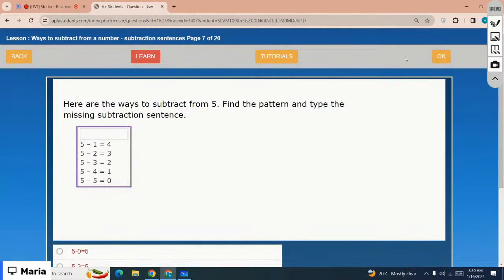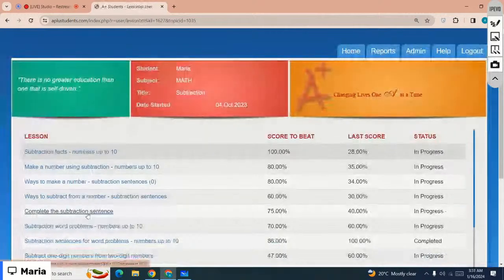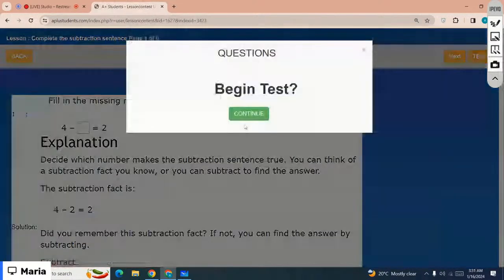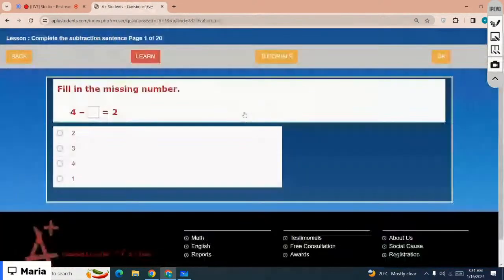The next lesson is complete the subtraction sentence, right? You have to find the missing number. You are given one of the numbers and the difference between those numbers. So you need to find the missing number, right? When you are given the options, that would be very easy for you. You can start by putting the options in and you can see which is the correct one.